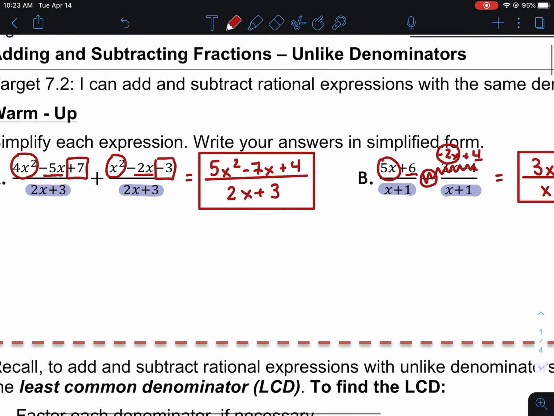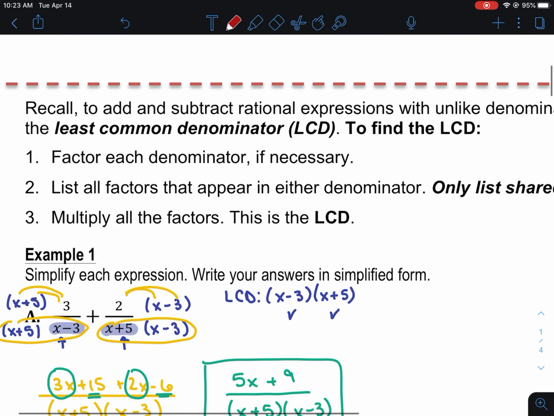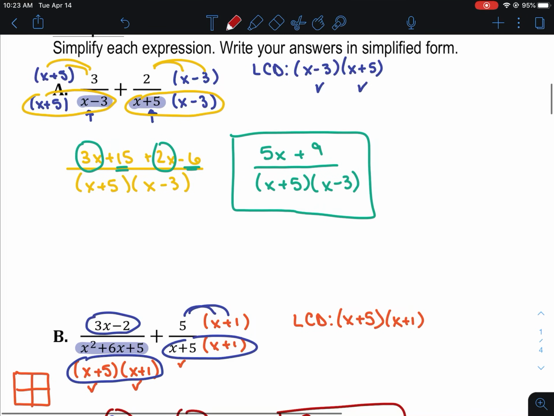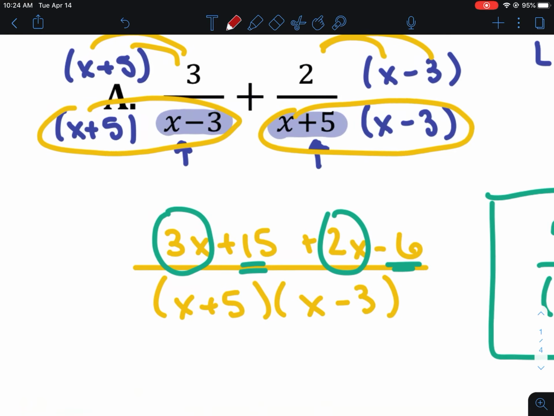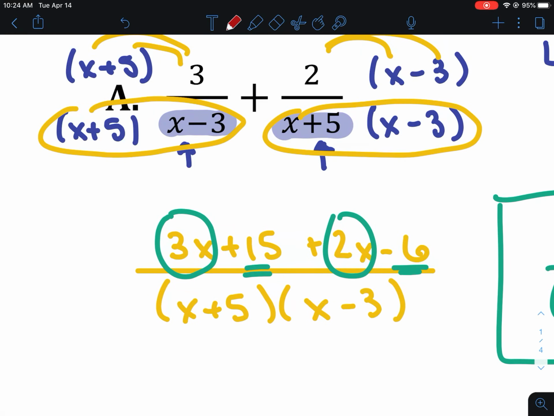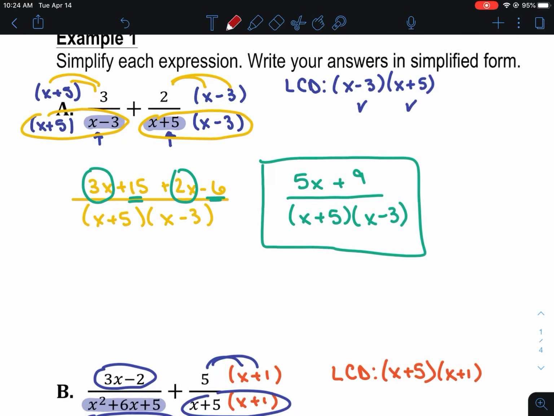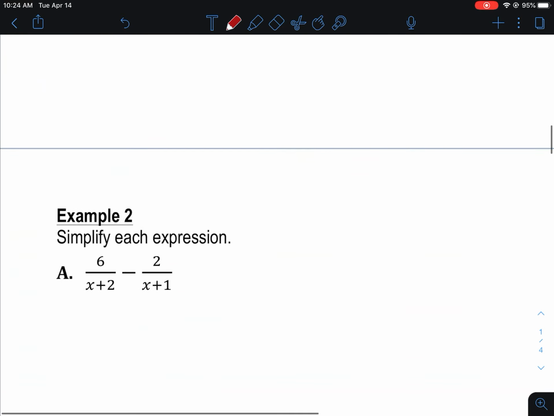So in our first examples, they already had like denominators. Because these didn't have like denominators, we had to give them like denominators. We did that by looking at the least common denominator. We looked at what is the factor in each one, and then put them together.